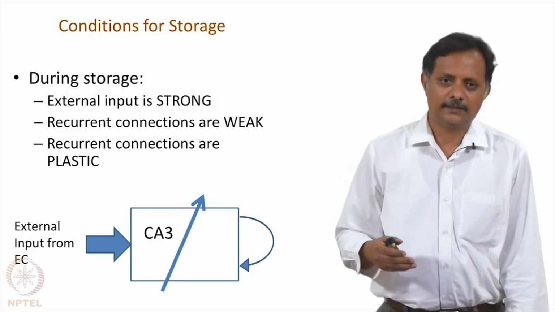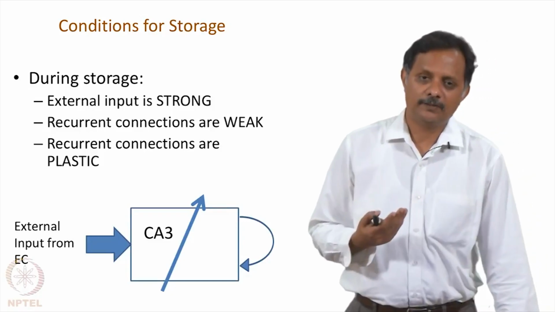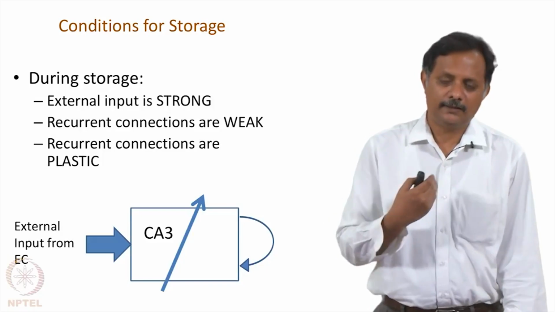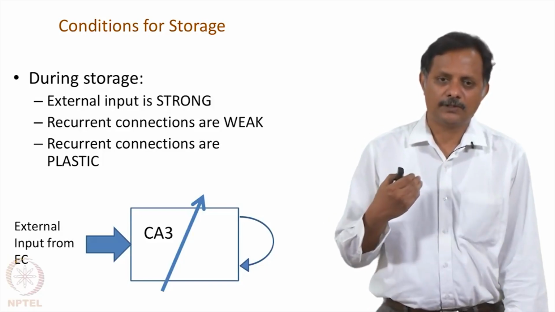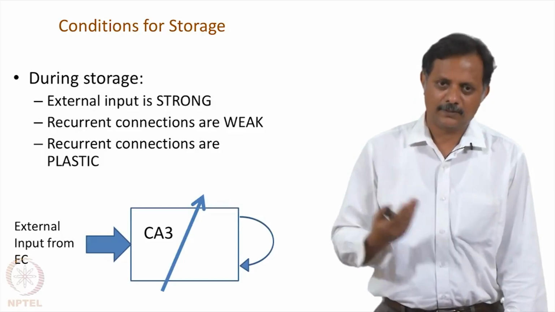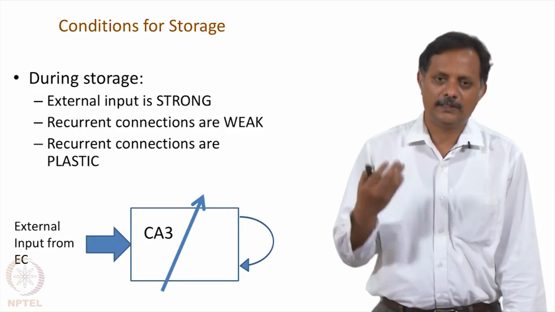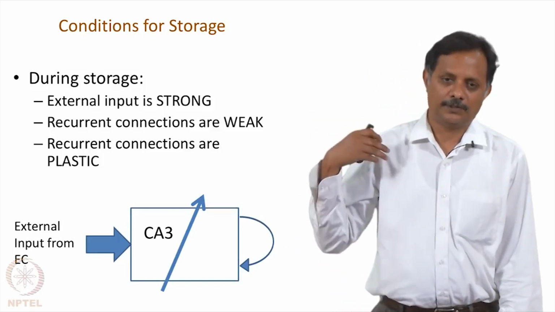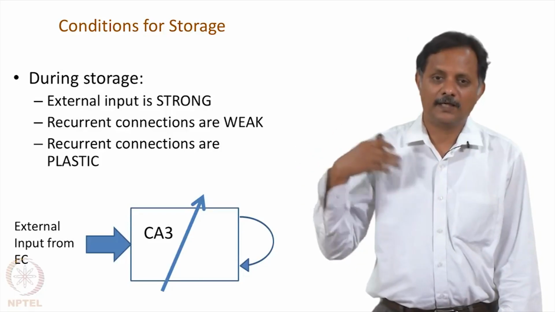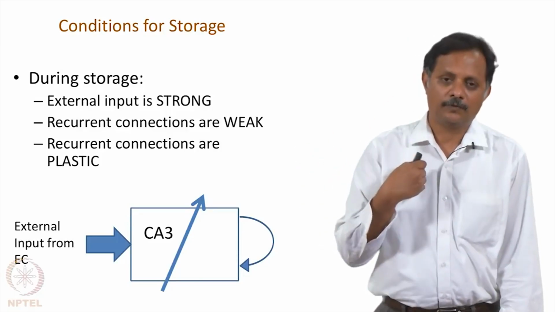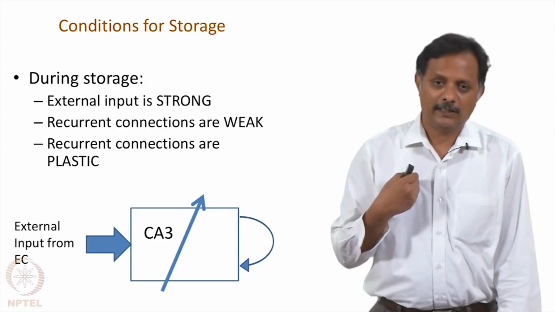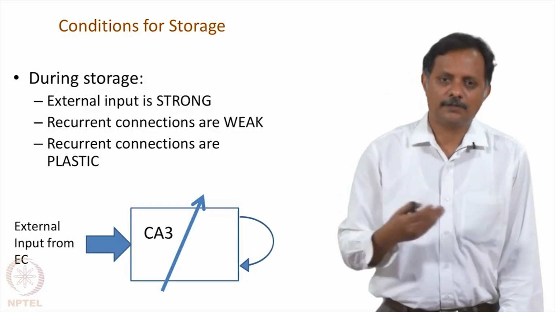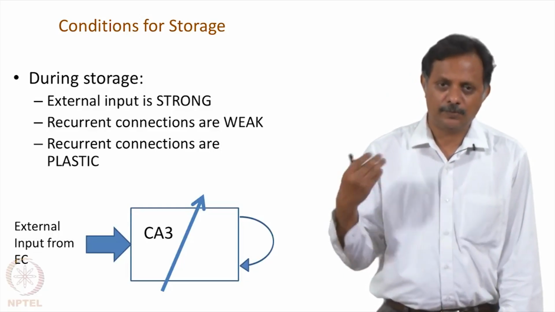and during this stage the influence of the recurrent connection should be weak, because a given neuron should be influenced more by the information coming from outside, and not be influenced too much by what the other neurons are saying to it, because the current connection strengths which the neurons have represent the old information, and that should not distract the neurons from receiving the new information which is coming from outside. So, the external input should be strong and more influential, and the recurrent connections among the pyramidal neurons of CA3 should be weak.